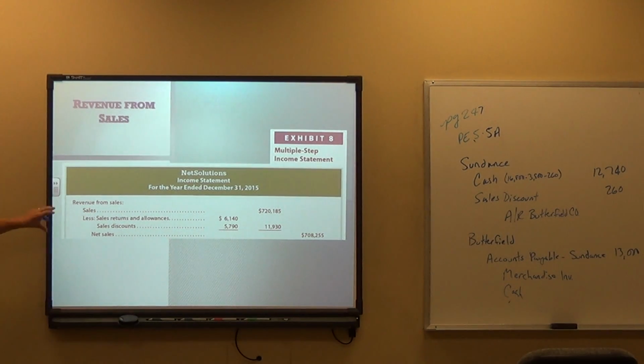All right, questions on how that works? So we're taking away sales returns and allowances and sales discounts.